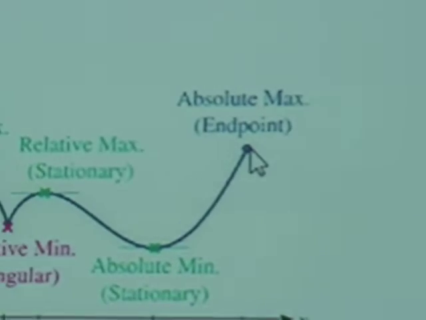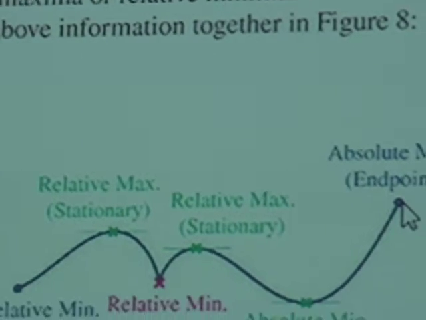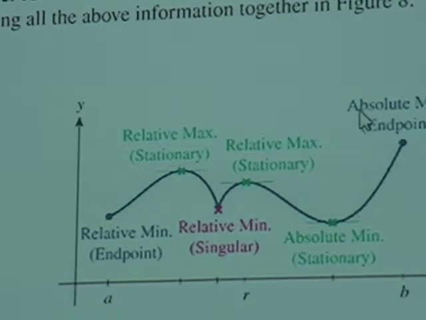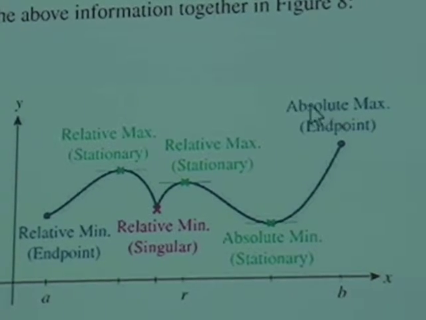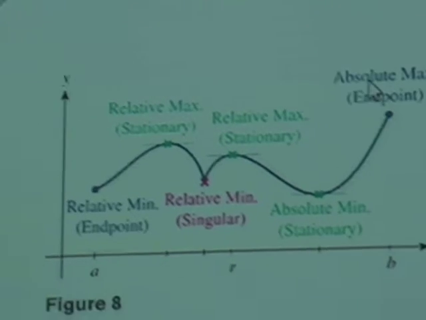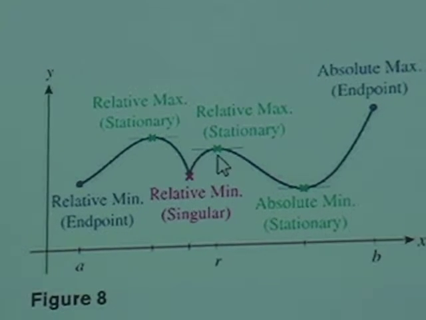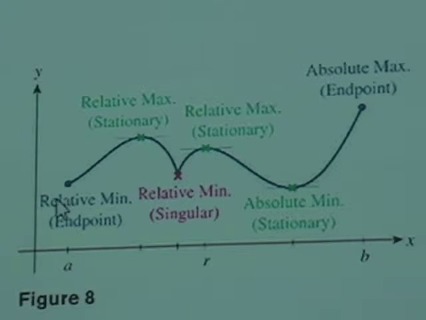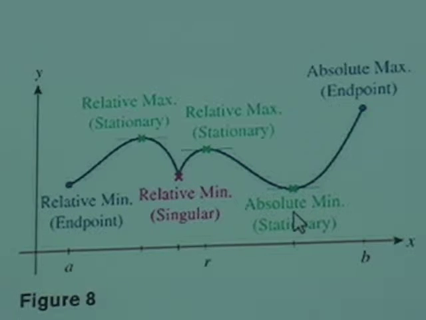Now, this endpoint happens to be the highest value of the function on the entire domain. So therefore we call it what? Absolute maximum, it's the highest. Whereas this one is only a local or relative maximum. And this one is relative. And I guess this is the lowest point, so this is the absolute minimum. Okay, let's go on.